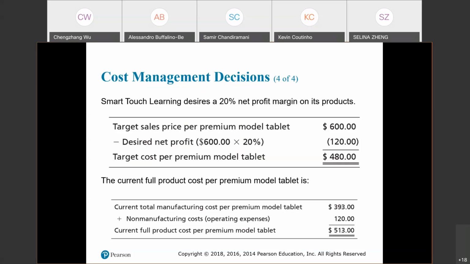If the team can find a way to reduce the cost by 33 cents per unit, the difference between the target cost and the actual cost, the company will then make its desired net profit. So these are two management decisions that higher level managers can make using activity-based management.